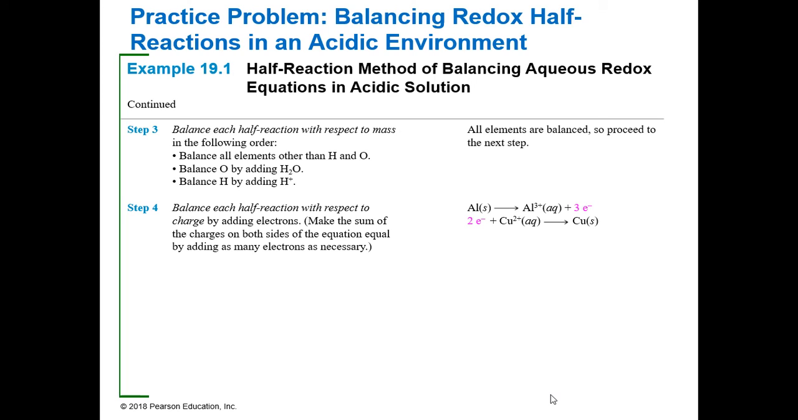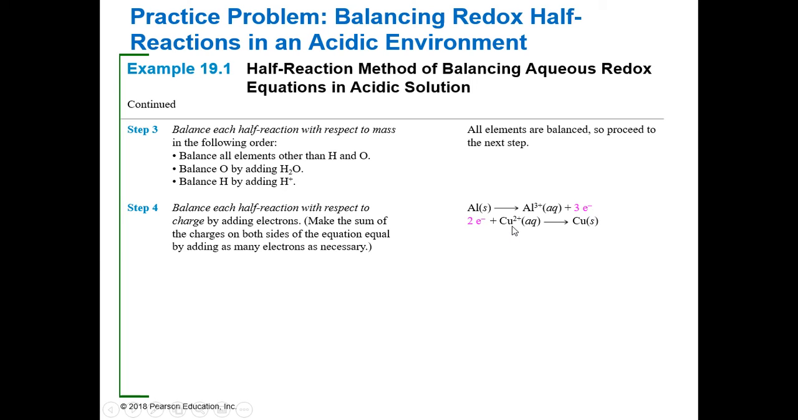The next step is to make sure everything is balanced with respect to charge. So let's look at this first reaction. On the left over here, this is a 0 charge. So that means on the right, we need to make a 0 charge. Well, it had plus 3. So the only way to make a 0 charge would be to add 3 electrons. So 3 positives plus 3 negatives, this is a 0 on the right. So we have 0, 0.